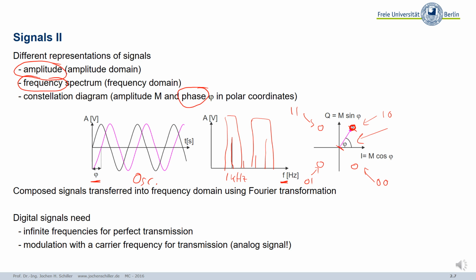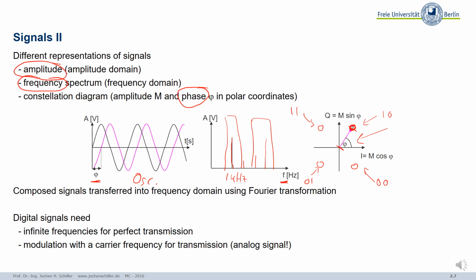So in the time domain, yes, we can show a little bit the phase shift, but usually we use the frequency domain to show the different channels of Bluetooth, of a wireless LAN. And we show the constellation diagram quite often when we show how to code bits onto a signal.